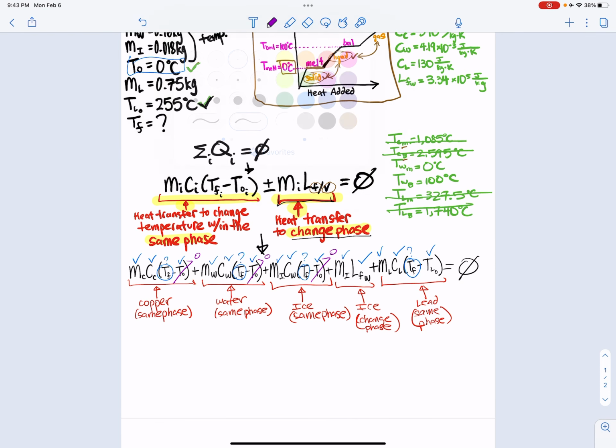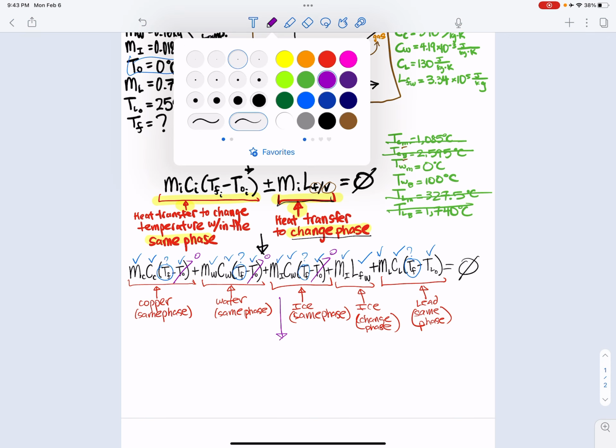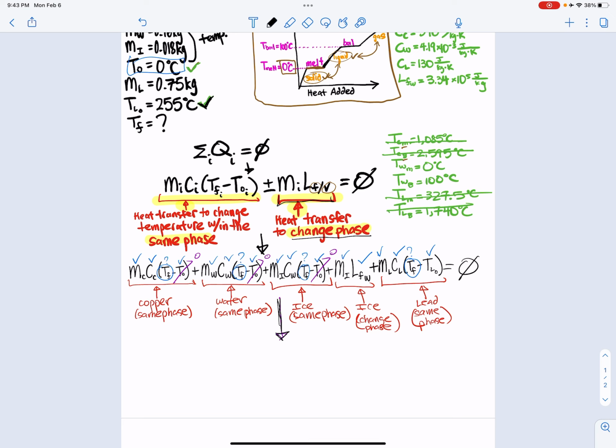So now I've got the mass of copper times specific heat of copper times the final temperature, plus mass of water times specific heat of water times the final temperature, plus mass of ice times specific heat of water times the final temperature, plus mass of ice times latent heat of fusion for water, plus the mass of lead times specific heat of lead times the final temperature, minus mass of lead times specific heat of lead times the initial temperature of lead, is equal to 0. Okay.